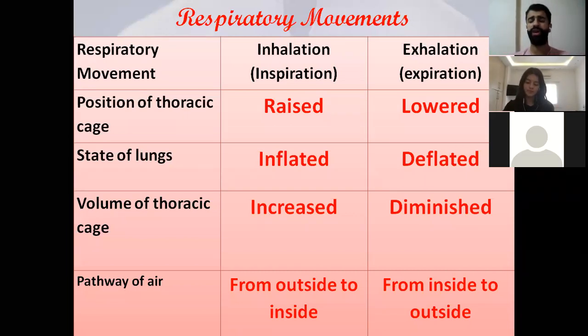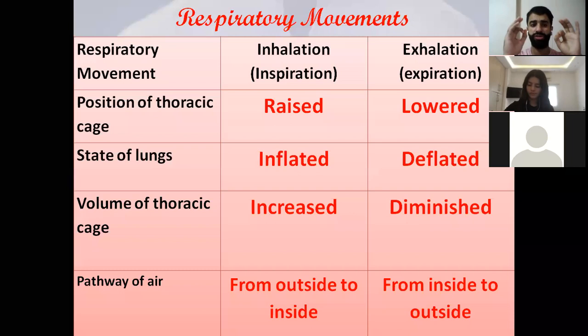Okay? Pathway of air. During inhalation, from where do we get air? We get air from outside to inside. It comes from outside into the nose, the pharynx, the larynx, the trachea, the bronchus, the bronchioles, and finally the alveoli. While exhalation is from inside to outside. Air is going to be released from my body to the outside.